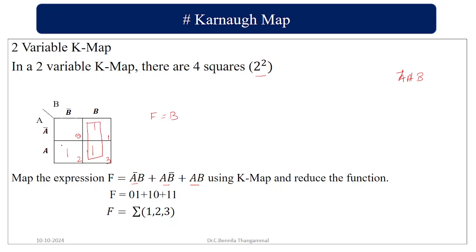Next I can go for another pair, because all the minterms have to be grouped. This one could be grouped as a single, or I can take the help of the neighboring one and form a pair. What are the values included here? A, B bar, B. This B bar and B get cancelled with each other, so plus this is going to be A. So this is the reduced function of the given expression.